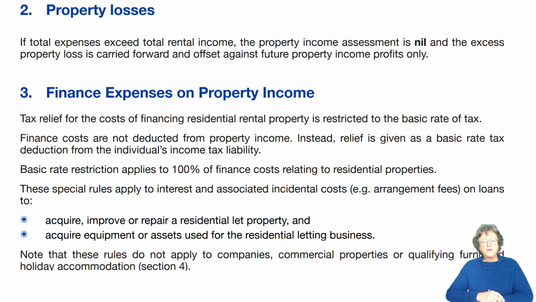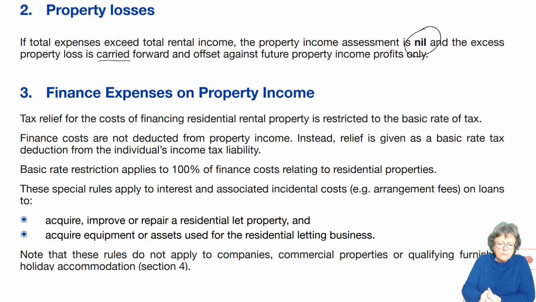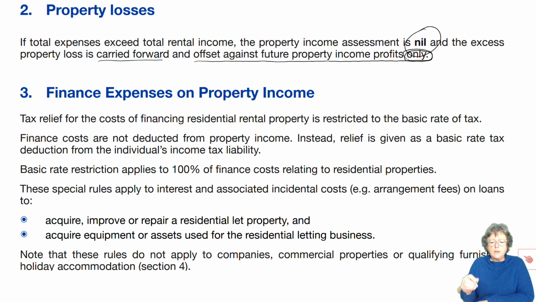And if, under property losses, your expenses exceed your income, then in the income tax computation you need to put in a nil. Do not ignore. And then the property loss is carried forward to offset against future property only. You cannot have relief against any other incomes.